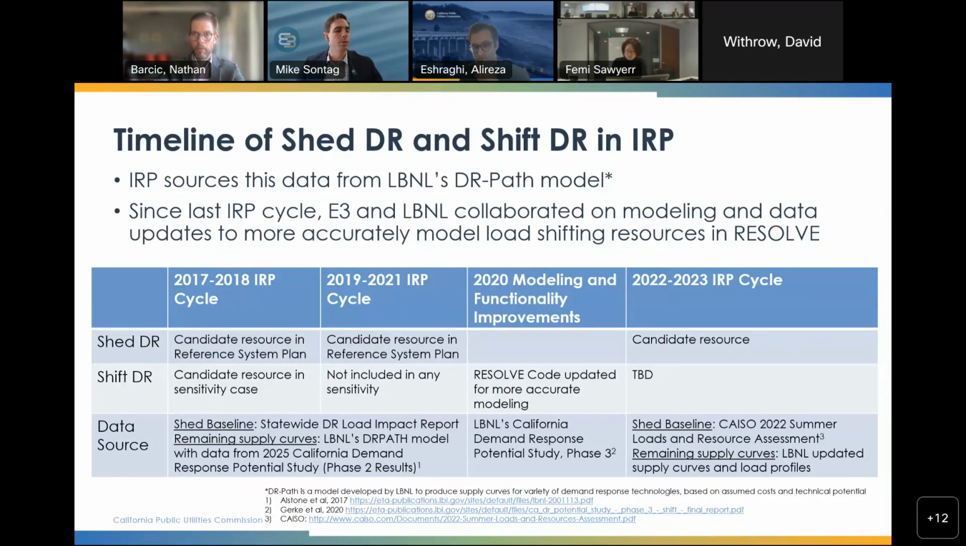In the 2019-2021 code cycle, we didn't include shift demand response at all. Since that code cycle, E3 and LBNL have collaborated to include modeling updates to better characterize shift demand response and use more granular data from LBNL. And then for this code cycle, it's to be determined to what extent these new capabilities will be used. And then in all cases for data sources, we've been using the latest and greatest from LBNL's DR path model. That generates both technical potential and supply costs, or supply curve, for both shed and shift demand response. Go to the next slide.